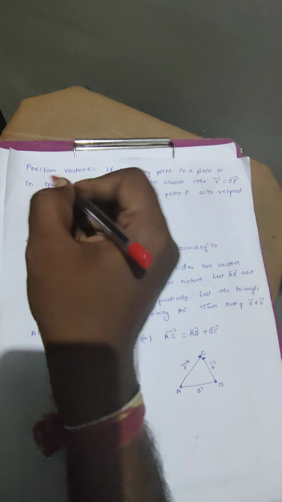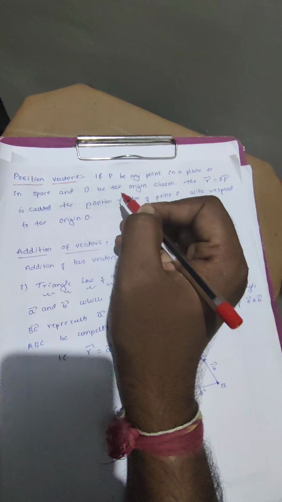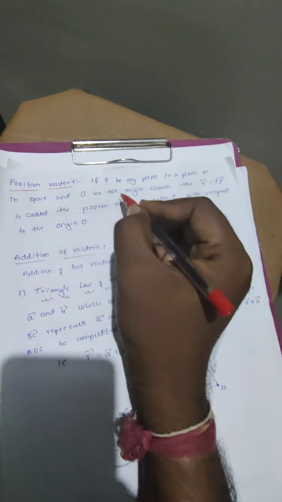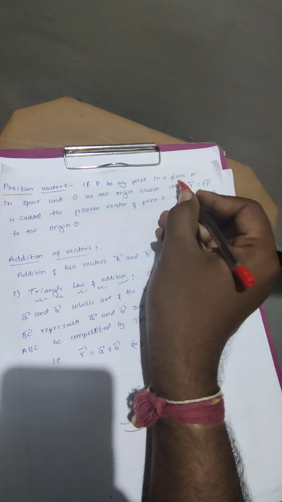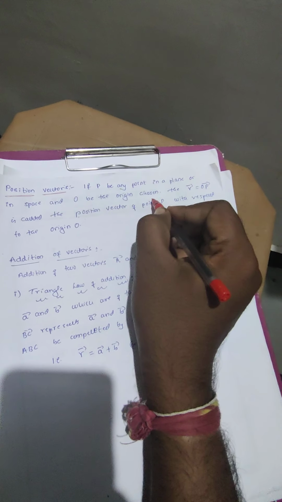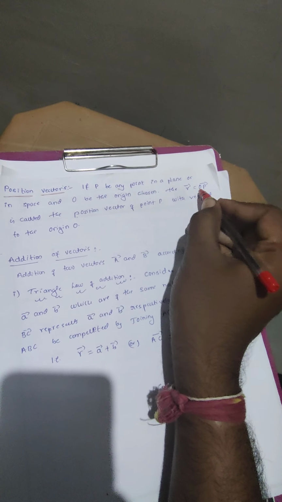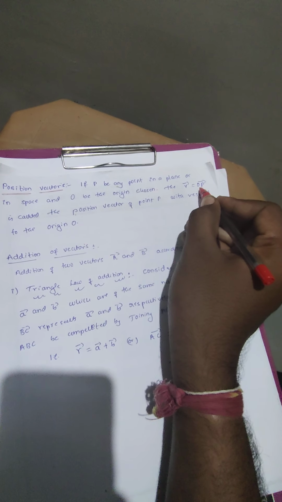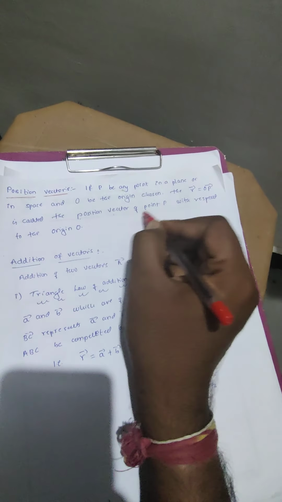Now the next type is position vector. Position vector is very important for your next topics. If P is any point in a plane or in space and O is the origin chosen, the vector R equal to OP is called the position vector of point P with respect to the origin O.